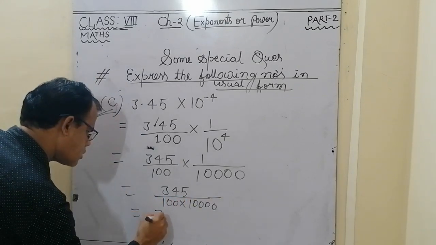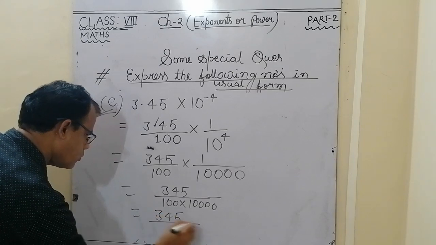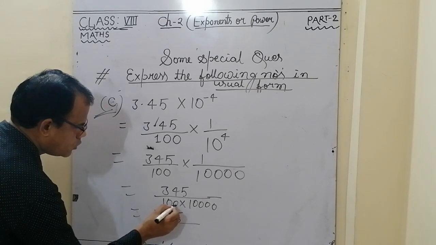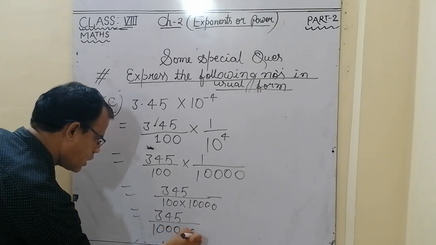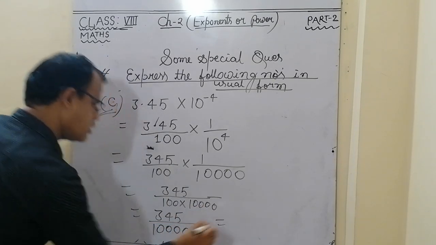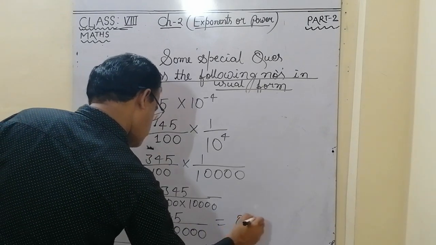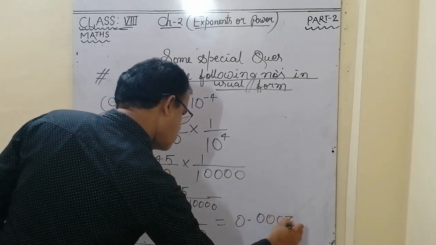So it becomes 345 over 1 with how many zeros? 1, 2, 3, 4, 5, 6 zeros. So it becomes 0.000345.